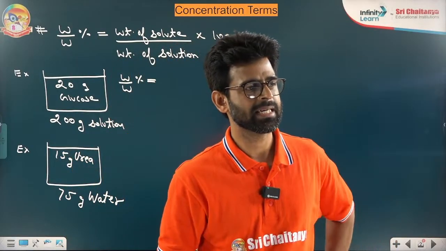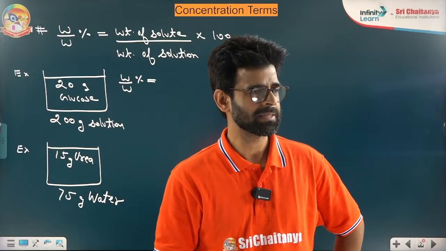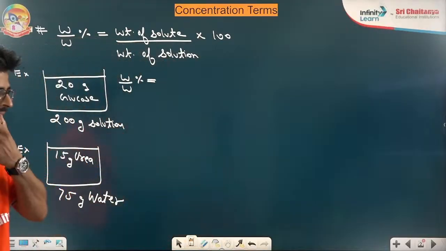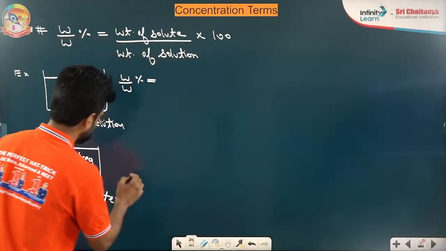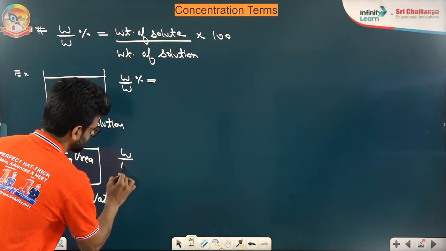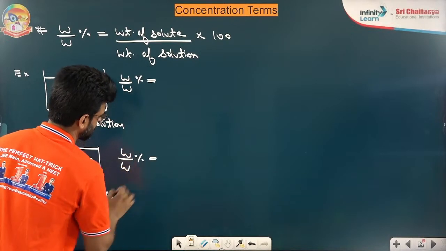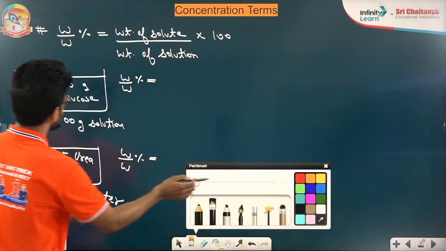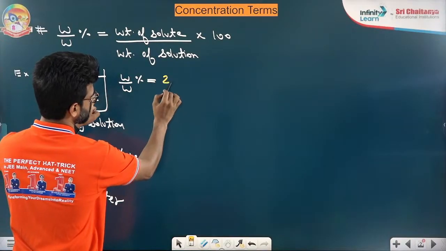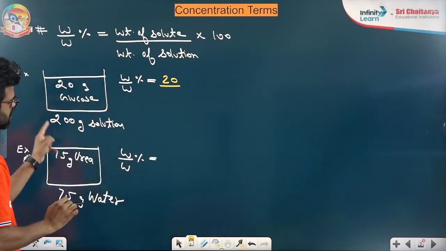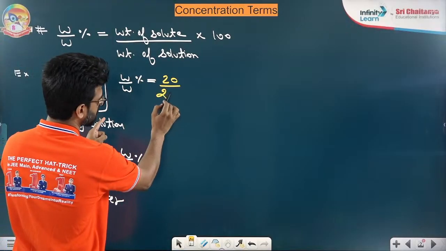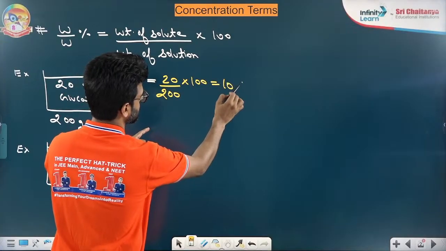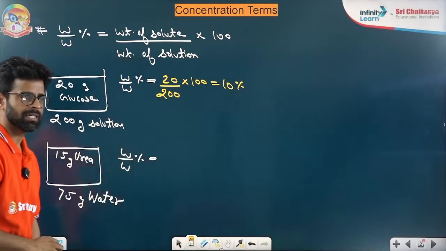Shania is saying 10. Okay, for the first one you are saying 10, right? Very basic thing, beta. And here also your task is to find weight by weight percentage. In the first case, the weight of solute is 20 gram divided by total solution weight 200 into 100. What is coming? 10%. It is 10%, right?